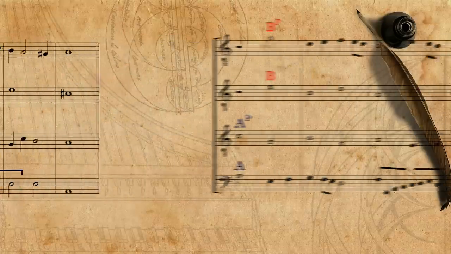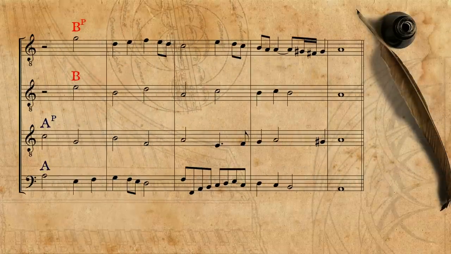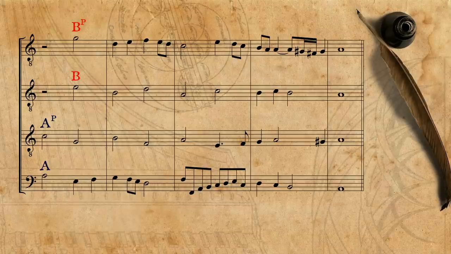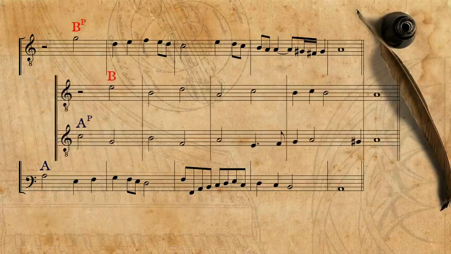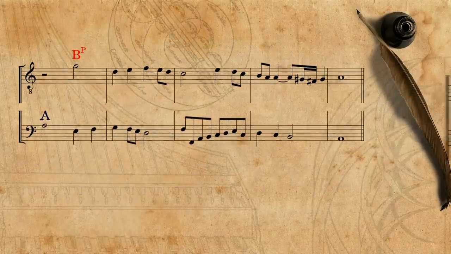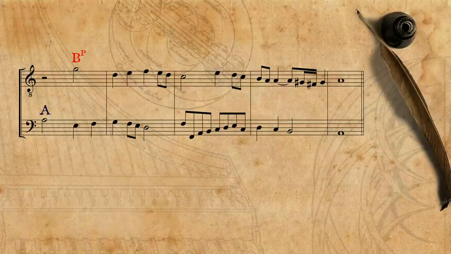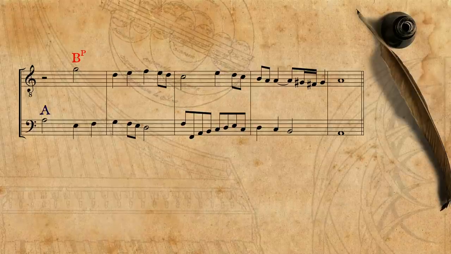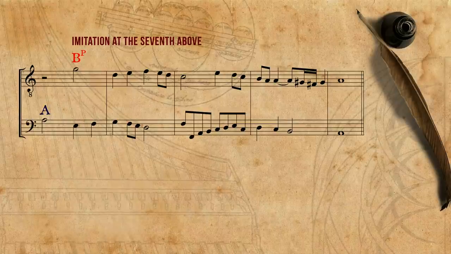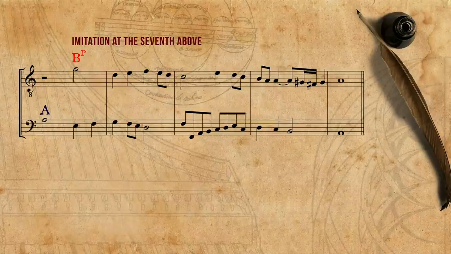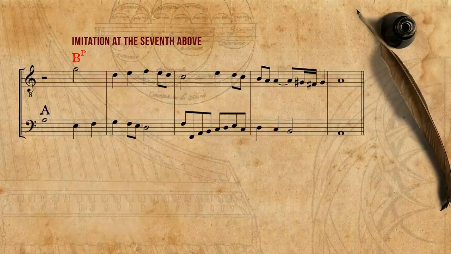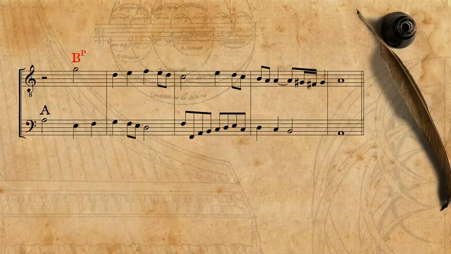By the way, we don't always have to add and make things more complicated. For example, we can use only the A together with B parallel as a duo, as in this example with some ornaments. This can be analyzed as an imitation at the seventh above, but you now know that it may be seen also as an extension of our seed.